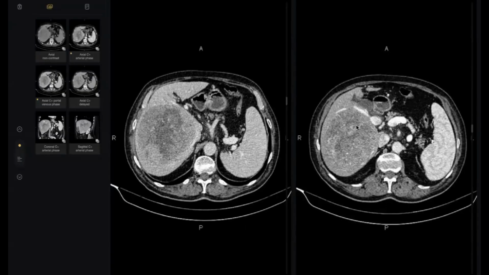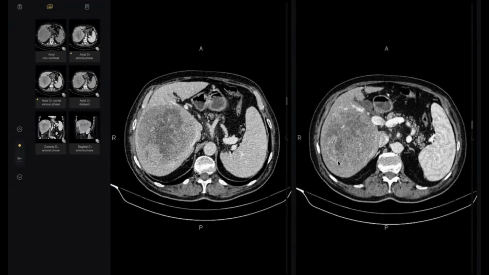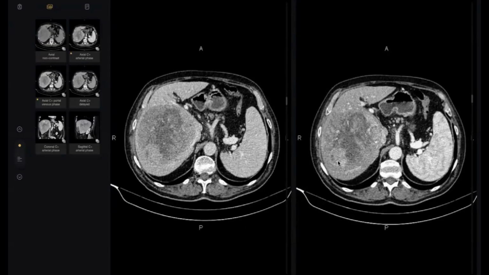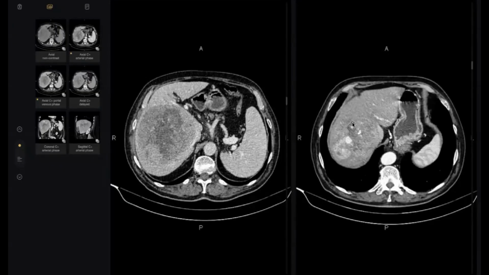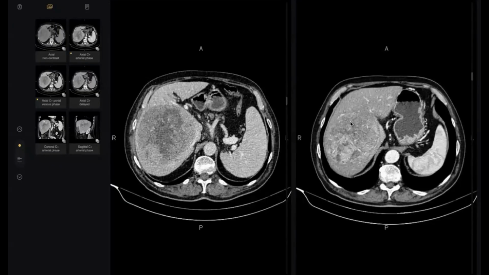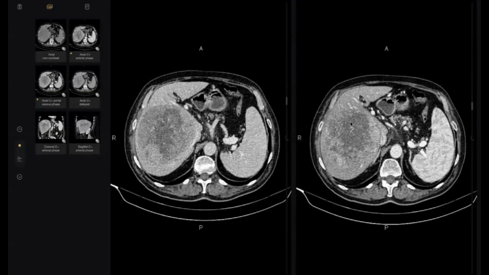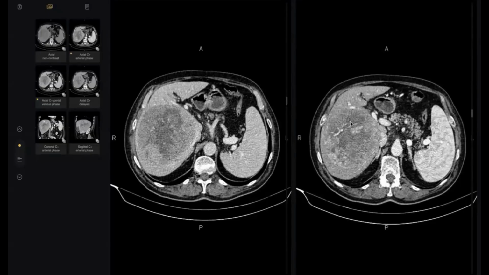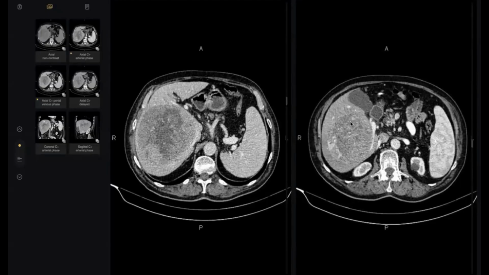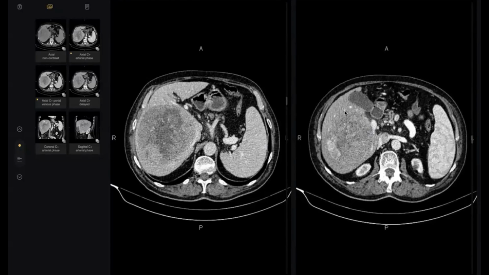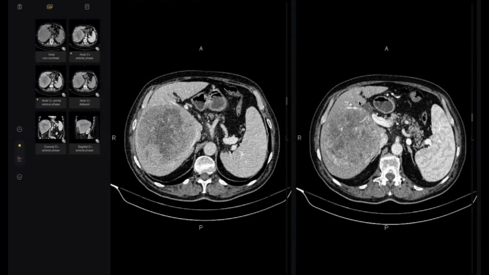Yes, sir, a big lesion. And you see inside this lesion other nodules. What is the name of this sign or this appearance? Nodules of different nature. Some of them are hyperenhanced, some of them are necrotic. So what is the name of this sign or this pattern of contrast uptake?